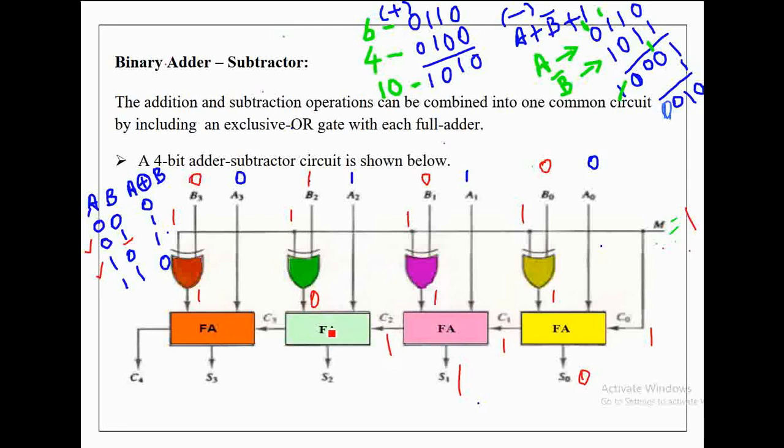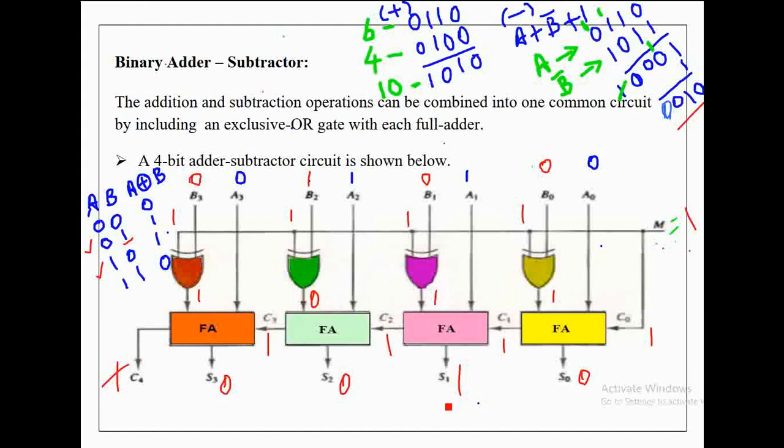Now the next full adder receives three inputs 0, 1, 1 and performs addition on these three inputs and produces the sum value 0 and the carry value 1. Now this full adder receives three inputs 1, 0, 1 and performs addition on these three inputs and produces the sum value 0 and the carry value 1. Whatever carry is generated by this circuit is ignored.